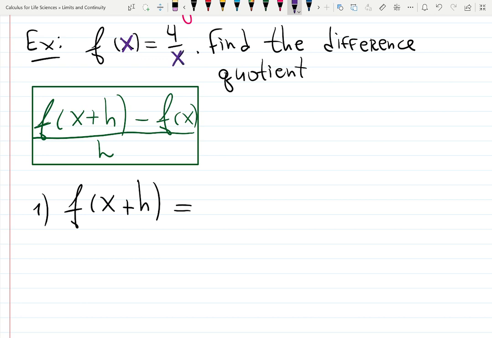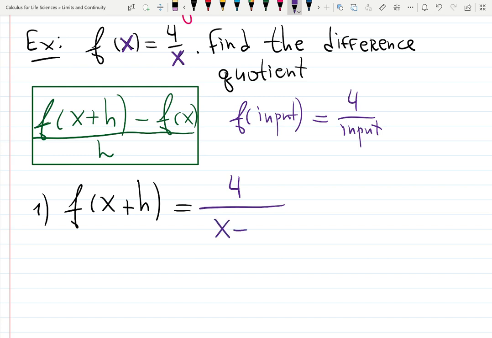So from now on I will be calling f of input equals 4 over input. That is important. So if now my input changed, literally it has a change in it. X plus h is my new input. I will have to follow the rule. The rule says 4 over new input. New input is x plus h. Does it make sense what I just did?